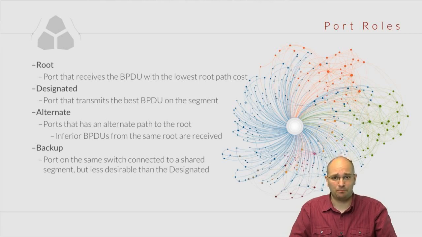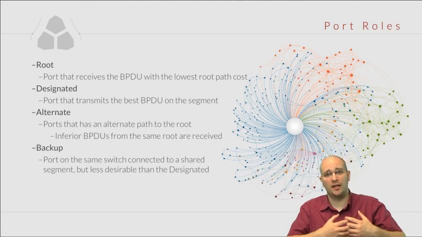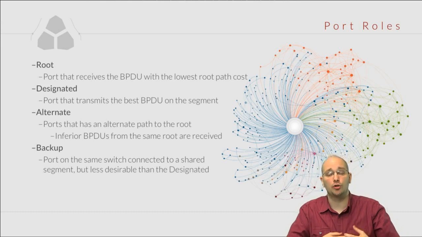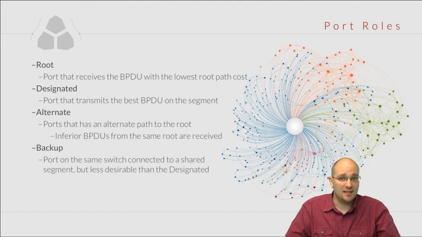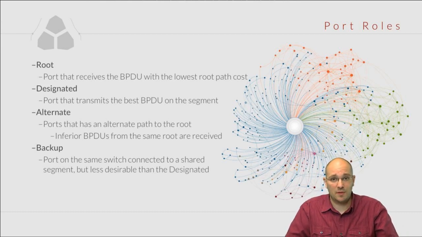Think of it as the designated port will be the upstream port to the root port. These two roles exist in traditional spanning tree as well, and they are identical. However, in the rapid spanning tree, we have two additional roles.